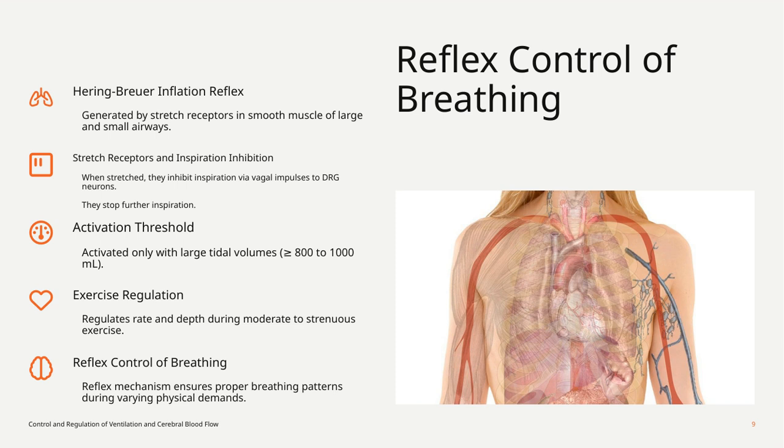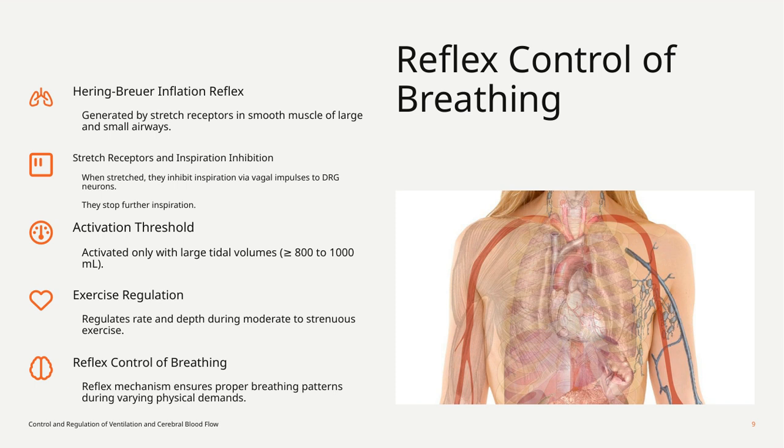Now, let's talk about stretch receptors, which are key players in preventing overinflation of the lungs. When the lungs are stretched during deep inhalation, these receptors send signals via the vagus nerve to inhibit further inspiration. Essentially, they tell your brain to stop inhaling because your lungs are already sufficiently inflated, helping to protect against overexpansion.